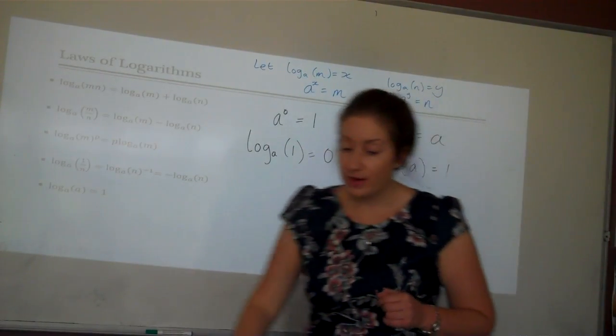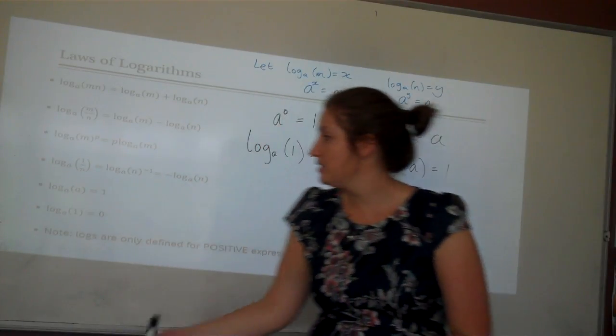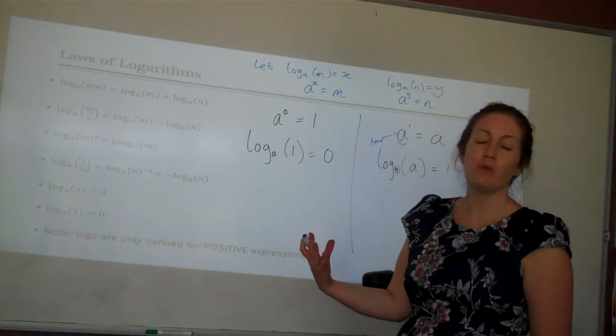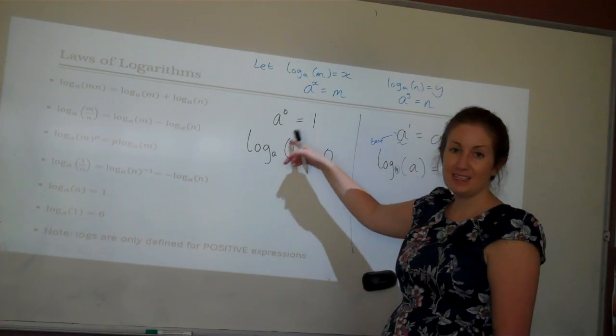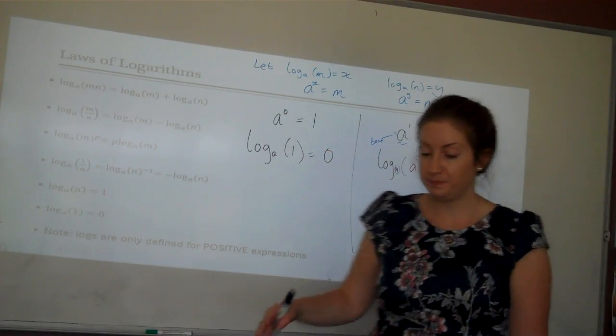Okay, so I think that we're ready to do some examples. Please note as well, logs are only defined for positive expressions. We'll get into that a bit more and explain why once we look at the graphs. But whatever is inside this logarithm, it must be positive. Not 0, not negative.